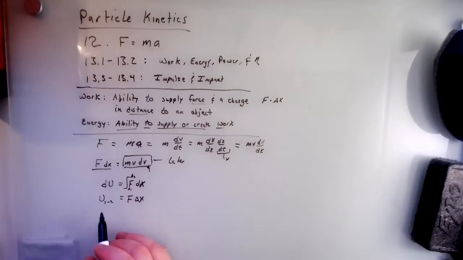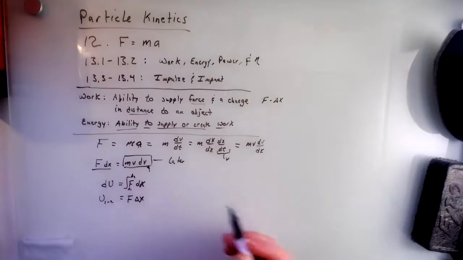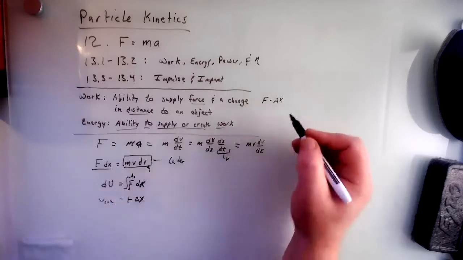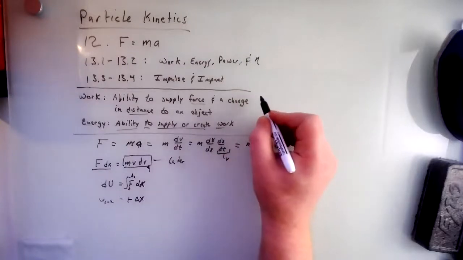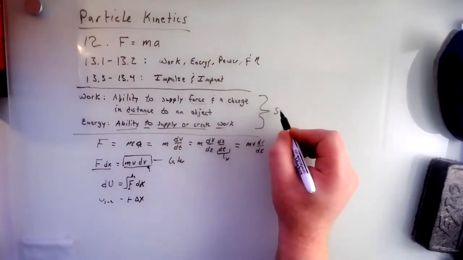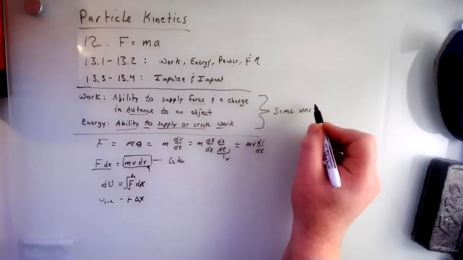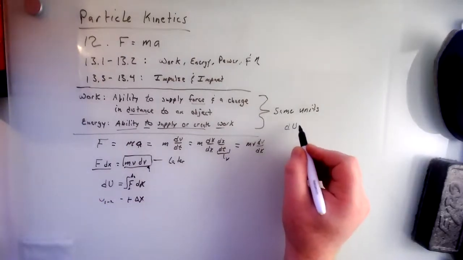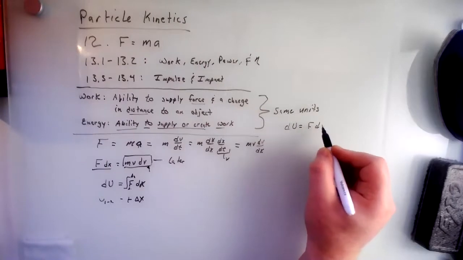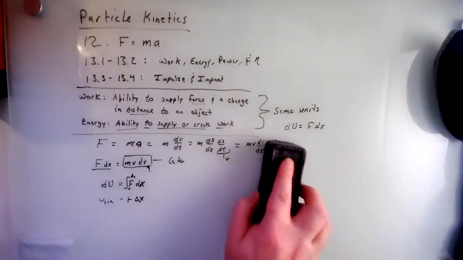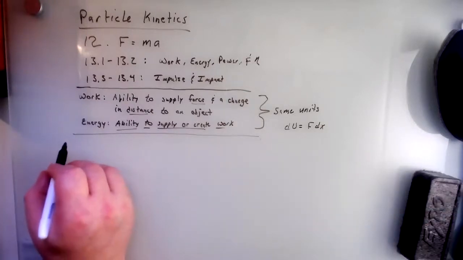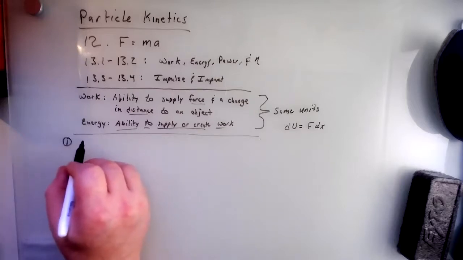But in general, we have three kinds of work. We'll keep this relationship right here, and I want to note here that these guys have the same units. Okay, and we'll just copy this equation. So dU equals F dx. All right, so three kinds of work that we're going to look at. One, constant force.